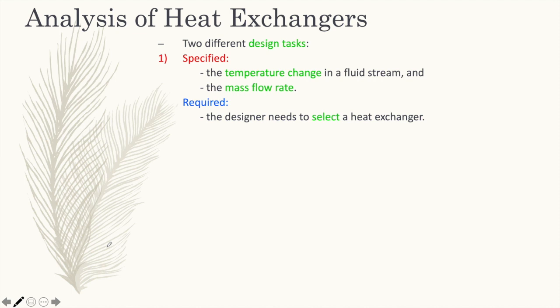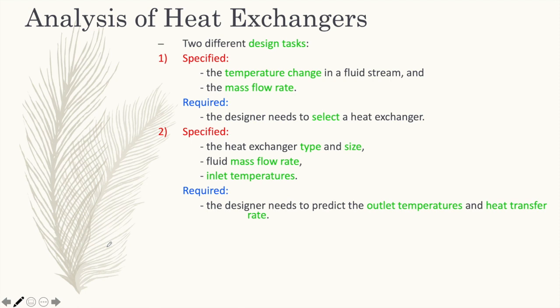What is required is that the designer needs to select a heat exchanger. The second design task is, in the question, the heat exchanger type and size are specified. For example, shell and tube heat exchanger, double pipe heat exchanger, or cross flow heat exchanger, and then the fluid mass flow rate is given in the question, and then the inlet temperatures. What is required is that the designer needs to predict the outlet temperature and heat transfer rate.